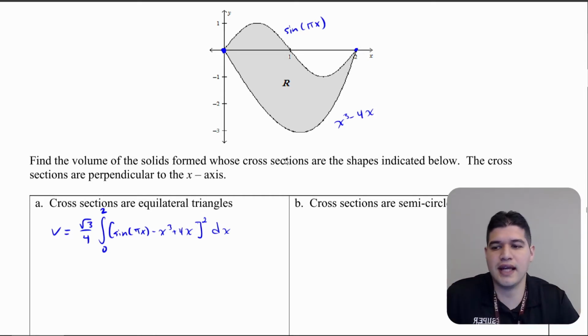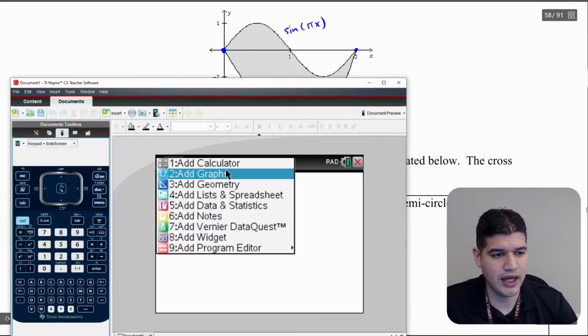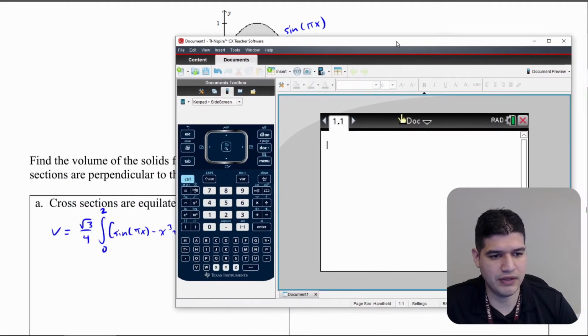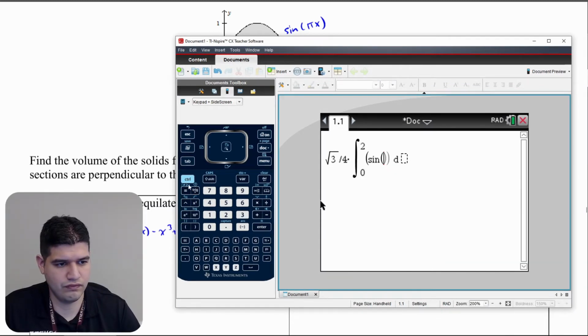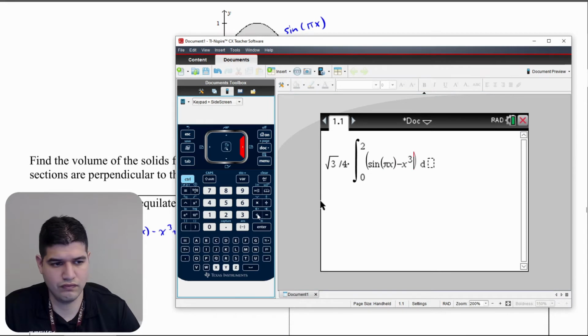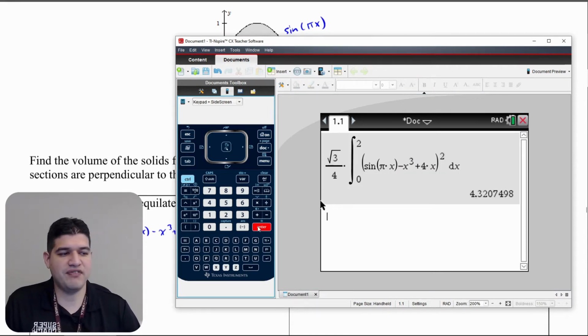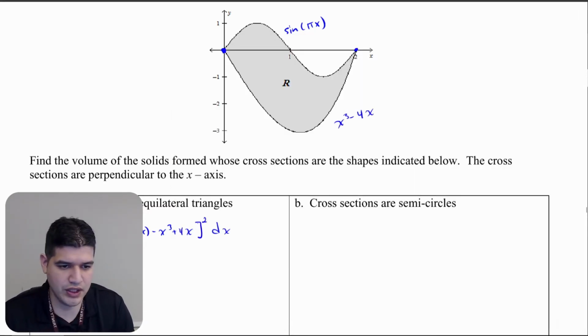Now, usually these types of questions show up in calculator questions, so I have my calculator ready, and I'm just going to add a calculator here. And what I'm going to do is just type in everything. And when I get everything out, my final answer is 4.3207.